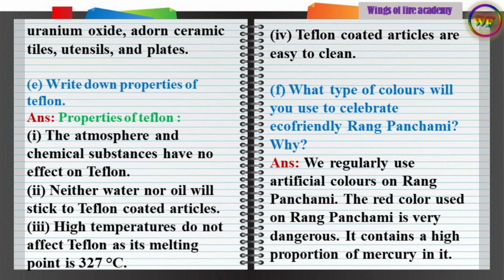F. What type of colors will you use to celebrate eco-friendly Rang Panchami? Why? Answer. We regularly use artificial colors on Rang Panchami. The red color used on Rang Panchami is very dangerous. It contains a high proportion of mercury in it.